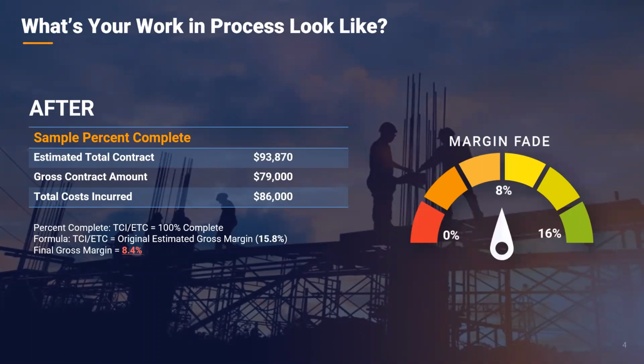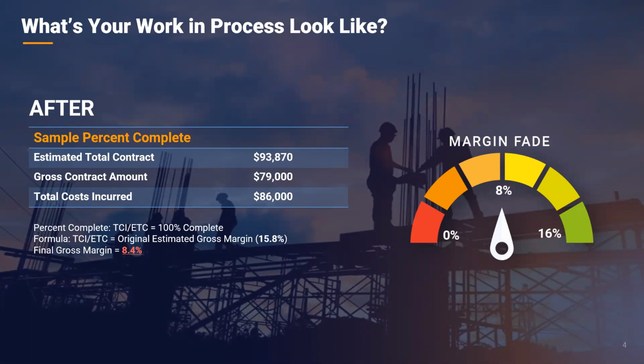But the after picture oftentimes looks very different, right? So our estimated total contract was still 93, but our total costs incurred at 100% complete here was 86 instead of the 79 where we thought it would be. So it brought our margin back down to about 8.4%. So we got about half the margin that we thought we would get. Unfortunately, this is the doomsday scenario for a lot of longer jobs, especially for general contractors.